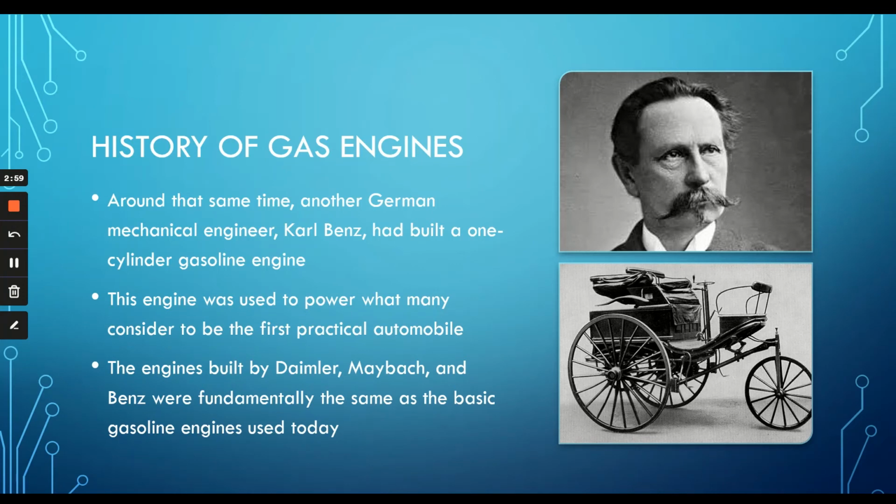Around that same time, another German mechanical engineer, Carl Benz, had built a one-cylinder gasoline engine. This engine was used to power what many considered to be the first practical automobile. The engines built by Daimler, Maybach, and Benz were all fundamentally the same as the basic gasoline engines used today.